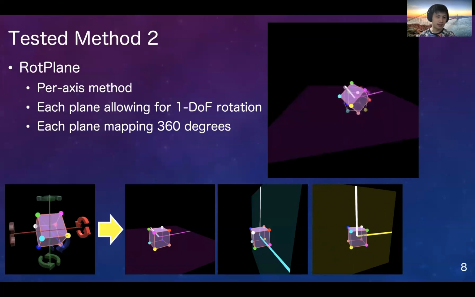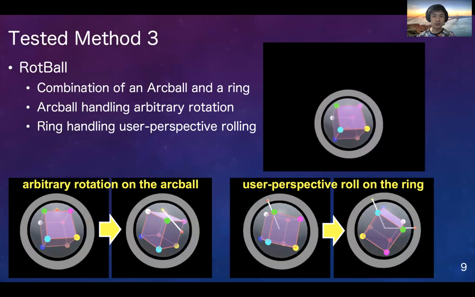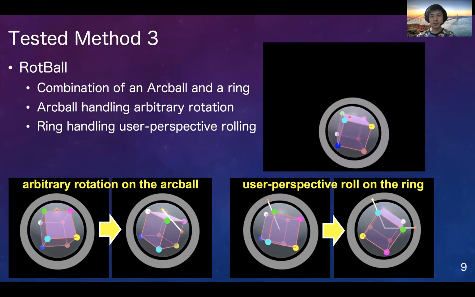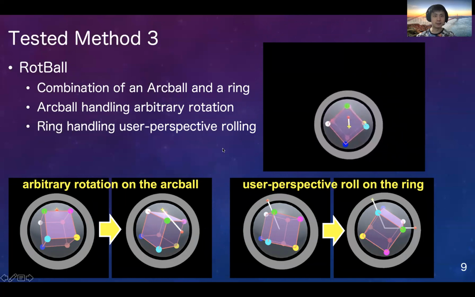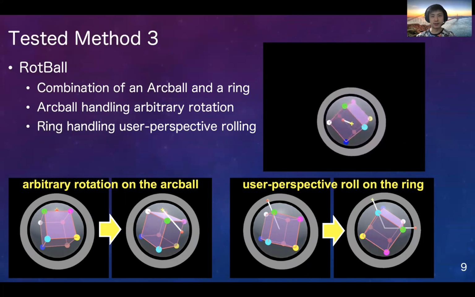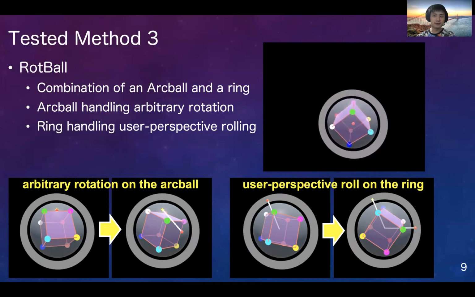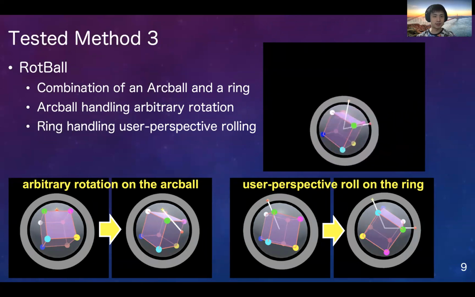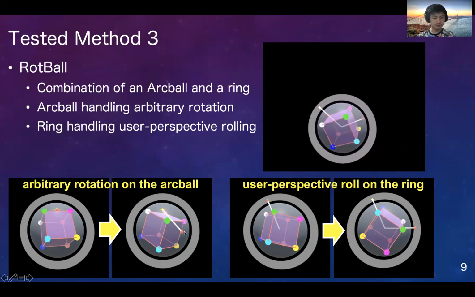And the last one, the third method, we call RotBall, which is a combination of a traditional arcball with a ring around the arcball. RotBall is able to provide arbitrary rotation based on the gaze trajectory on the ball. The user can first set a point at a random position on the ball and draw an arc trajectory based on the first point, like this.